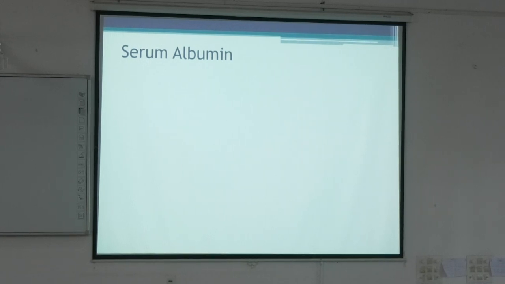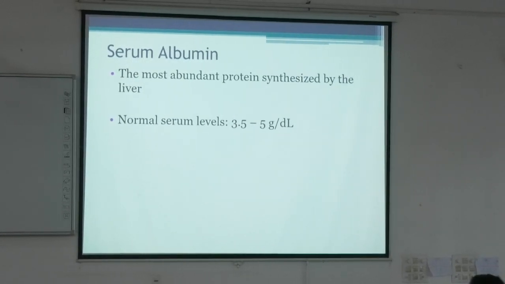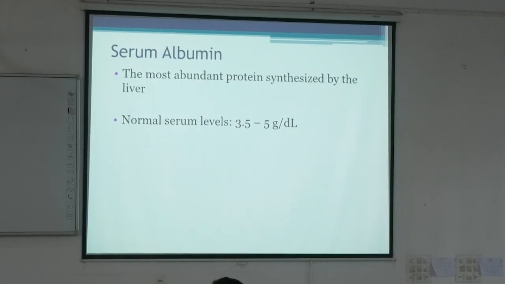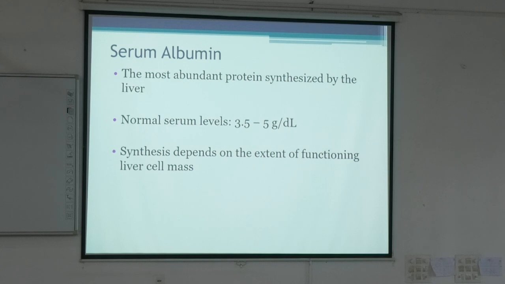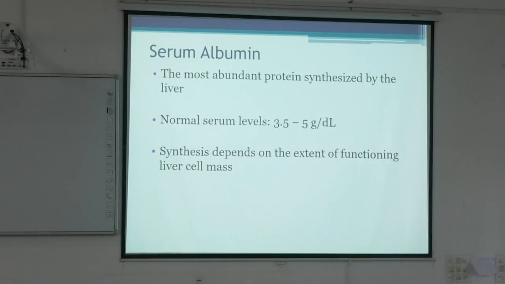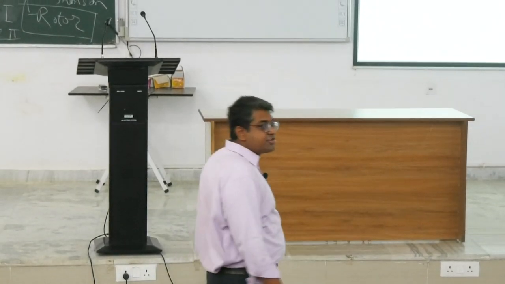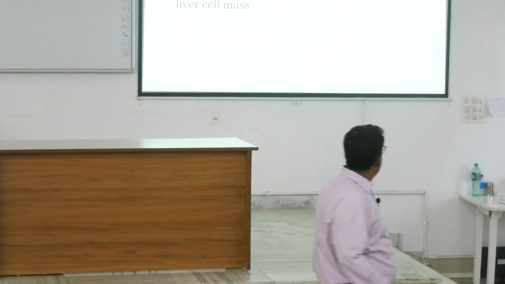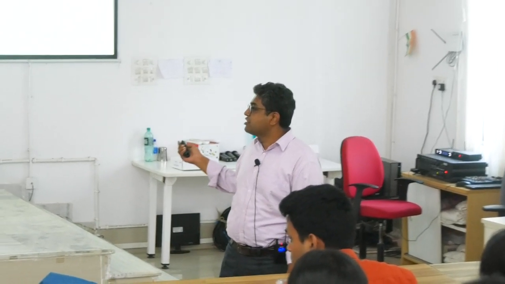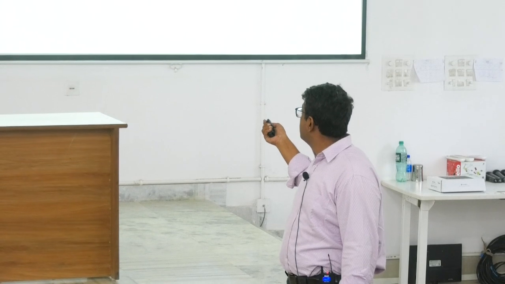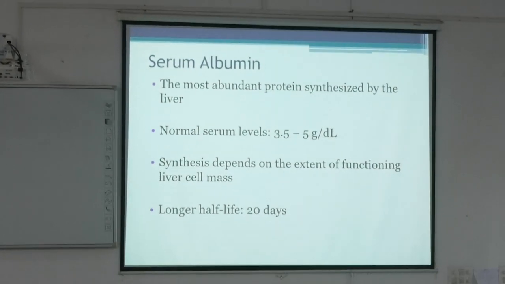Finally, serum albumin. Serum albumin levels are 3.5 to 5. Okay, and this is your serum albumin level, and your total protein levels go from 6 to 8. So your albumin level is just half of it. Okay, it will be half of it, and the A/G ratio should always be 2:1. Okay. So with this, we are done with your LFT.